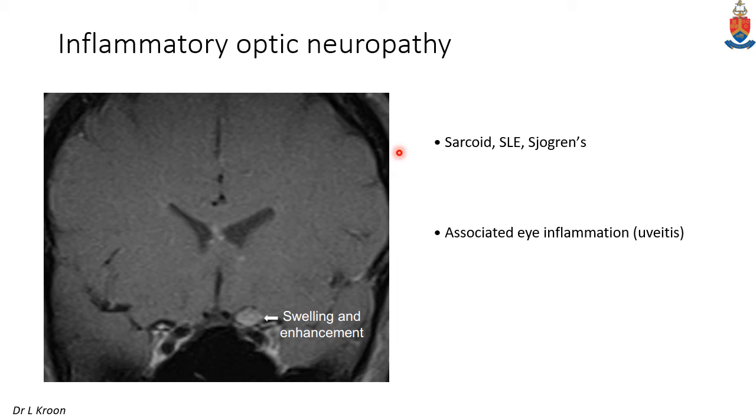In inflammatory optic neuropathies, in addition to the regular garden variety optic neuritis, one can also have other underlying disorders causing inflammatory optic neuropathies, such as sarcoidosis, lupus, Sjogren's, and sometimes it can even be associated with eye inflammation, such as uveitis, to indicate that the patient has some form of systemic inflammatory disorder. Here's an example of an inflammatory optic neuropathy due to a systemic disorder. And on this coronal image, you can see the swelling and enhancement of this optic nerve.